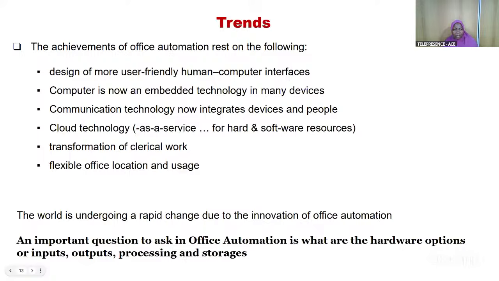Also, another factor is the communication technology, which actually integrates devices and people. Everybody is tied to one gadget or the other now. And these are the technologies that are actually making this trend possible. Also, cloud technology. I put here cloud as a service thing, for both hardware and software resources.